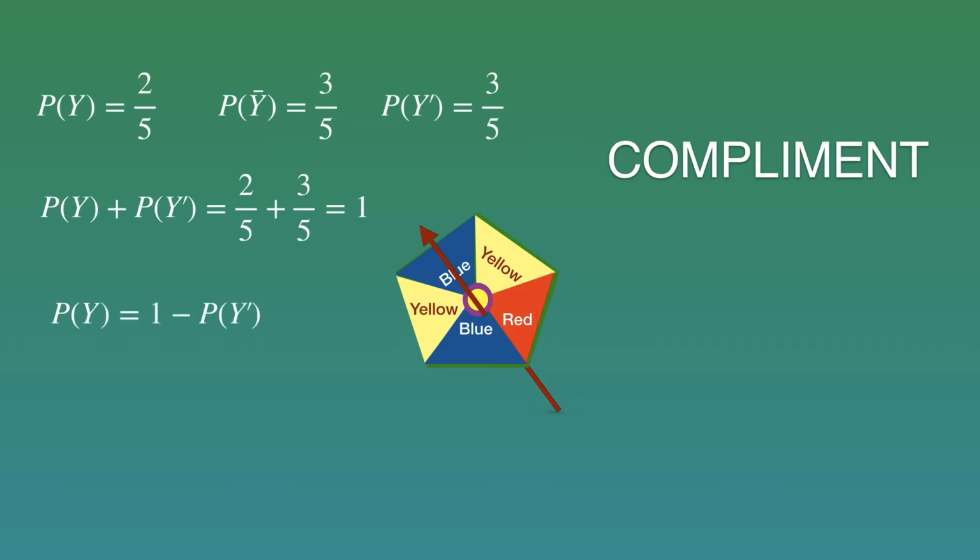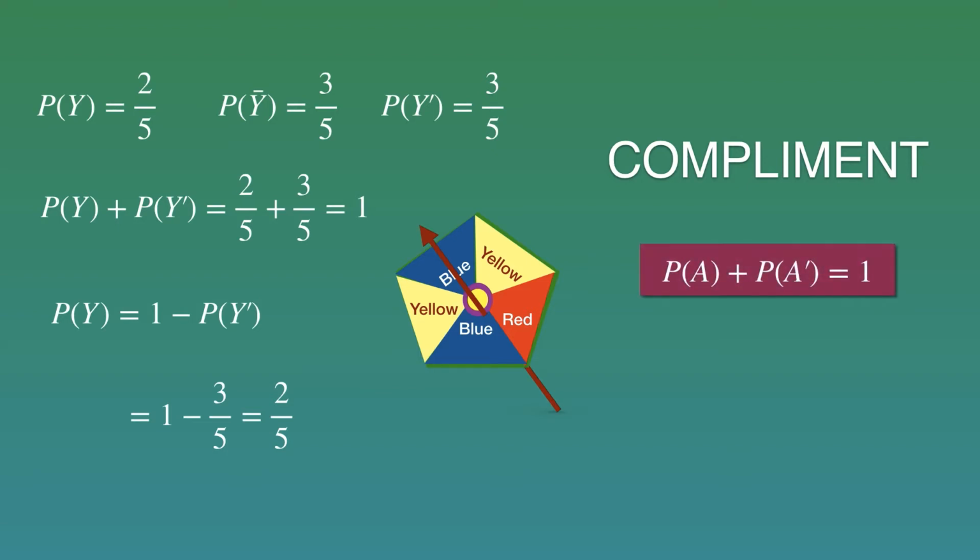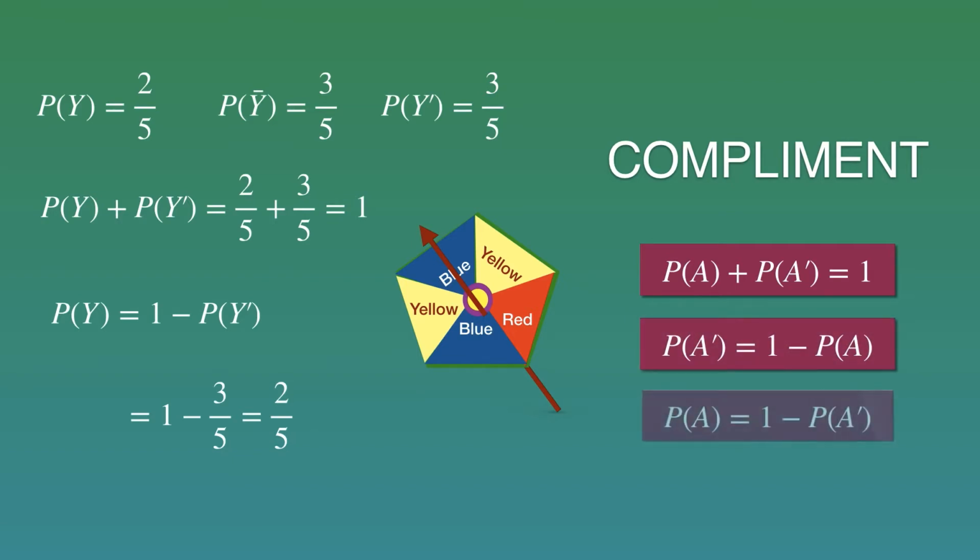Sometimes if the probability of yellow is unknown but the probability of not yellow is known, then we can rearrange the equation to find the probability of Y, as these 2 events are the exhaustive list of mutually exclusive events. So in general, if A is an event, then A dash represents the event that is not A. They are mutually exclusive events and always add up to 1. If the probability of an event A is known, we can then find the probability of its complement by rearranging the equation or taking it away from 1.